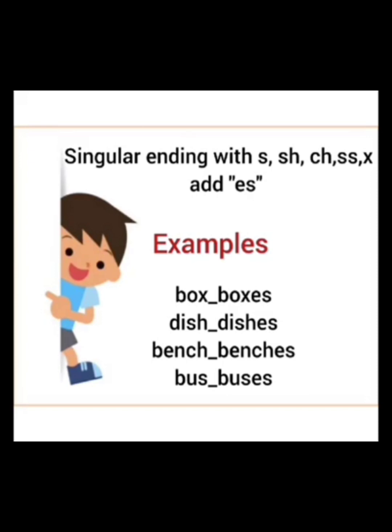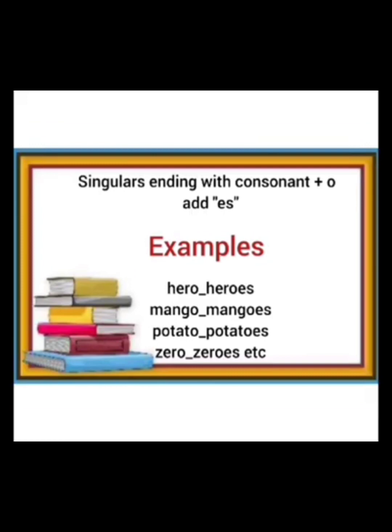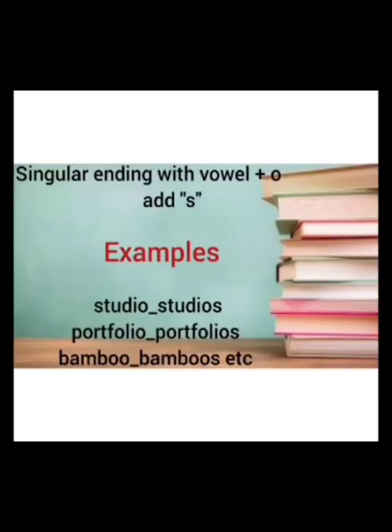Then we have singulars ending with consonant plus o. When a word ends with o and before that o we have a consonant letter like hero, heroes, we add es. Mango, mangoes. Potato, potatoes. Zero, zeros, etc. The next way is when a singular ends with vowel plus o, we simply add s. Like studio, it ends with o. Before o, we have a vowel letter. We will simply add s in the plural, studios.